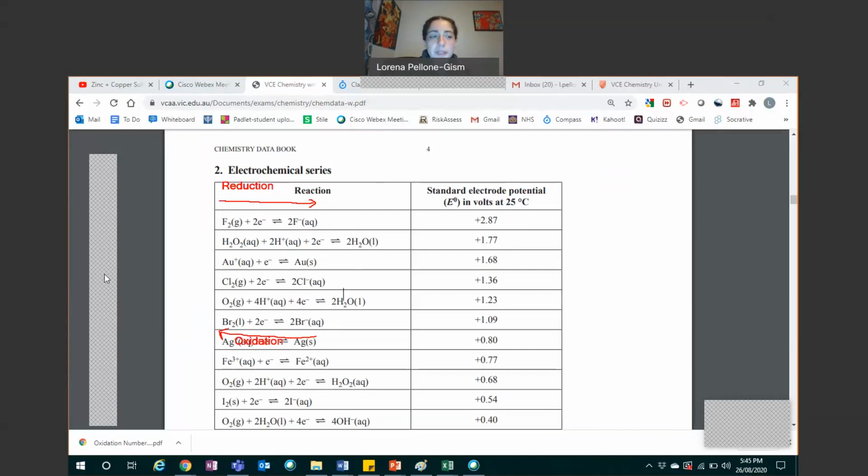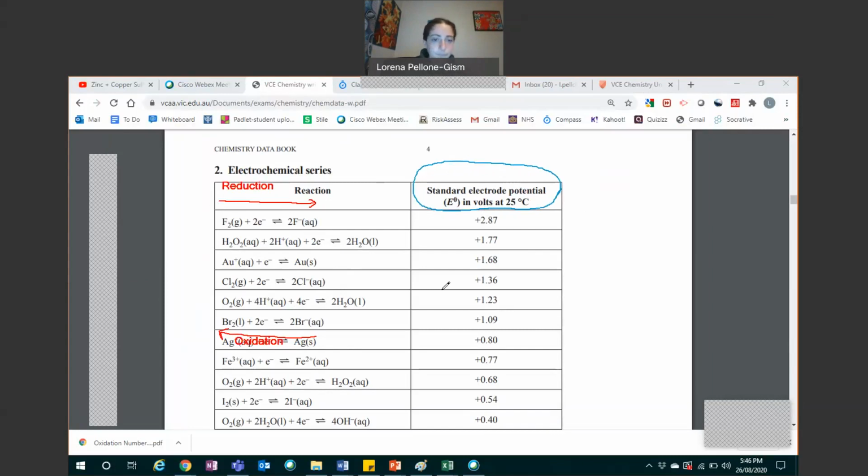So you'll notice here a set of conditions on the right-hand side. And that's basically saying that these were the set of conditions that were used when this table was created. So really this table is only applicable to 25 degrees Celsius and standard conditions. So you don't have to stress about that right now.